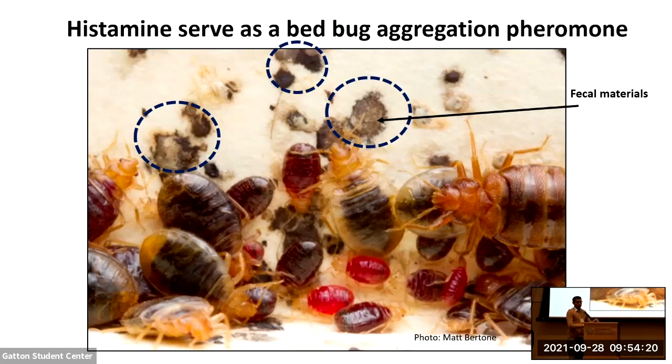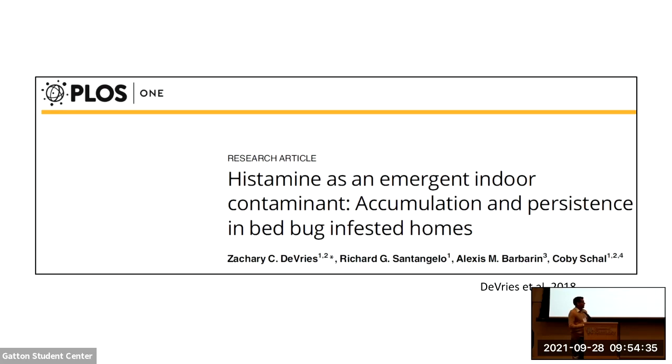And not only histamine, there are a few other compounds, but especially we are focusing today on histamine. This serves as a pheromone compound for bedbug aggregation. And also recently, Debris et al. 2018 found that histamine is found in high concentration in bedbug-infested homes, especially compared to non-infested homes. They analyzed the indoor dust from infested apartments versus non-infested apartments, and they found a very high concentration of histamine in indoor dust.